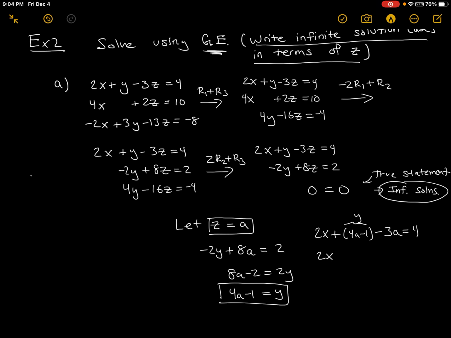So 2x, what do you have? Plus 3a minus 4a is a single a. If we move the 1 over, you're going to get 5. You're going to get 2x is equal to 5 minus a, and x is equal to 5 minus a over 2. You can leave it like that, 5 minus a over 2, okay?